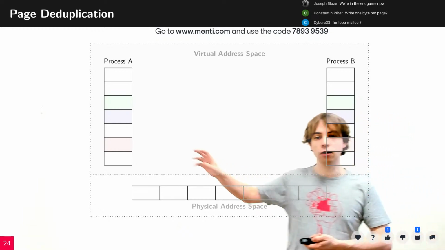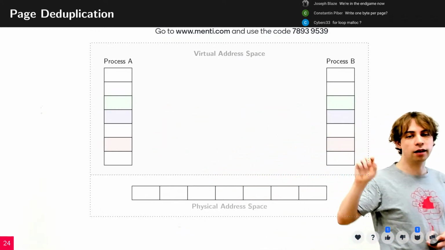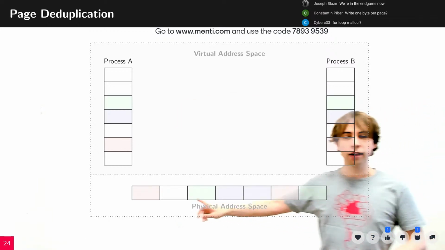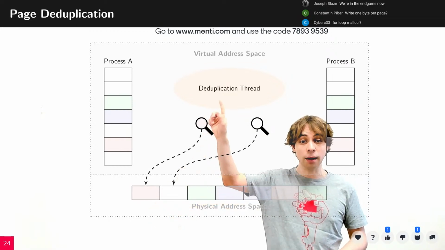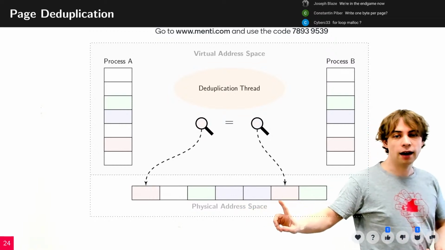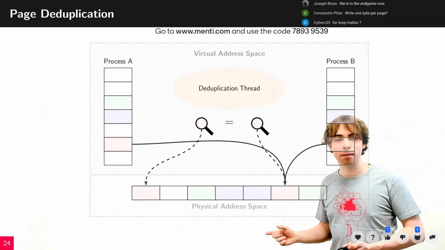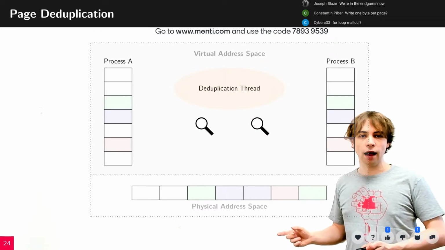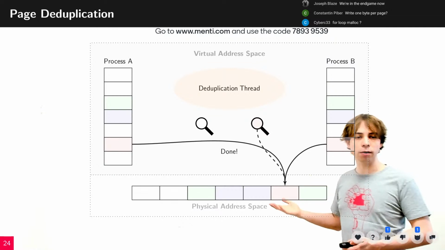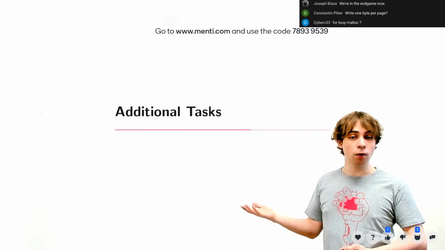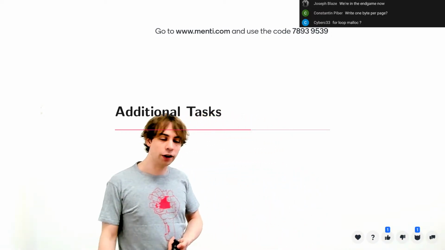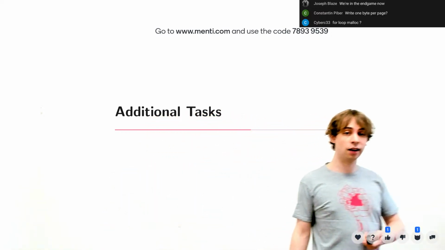Content-based page deduplication: you again have two processes with these pages. They were started independently, and the operating system will now scan through the physical memory with a deduplication thread and scan for pages that have the same content. And if it finds such a page, it makes them copy on write. And then as soon as one of these processes writes to this page, they will get a copy on write page fault. So now you have copy on write without fork. That's already it for the mandatory tasks. We can continue with the additional tasks.